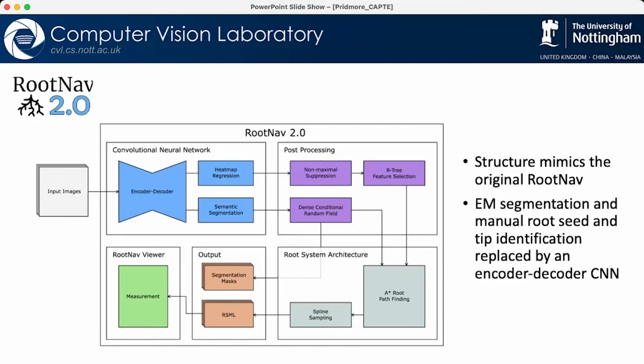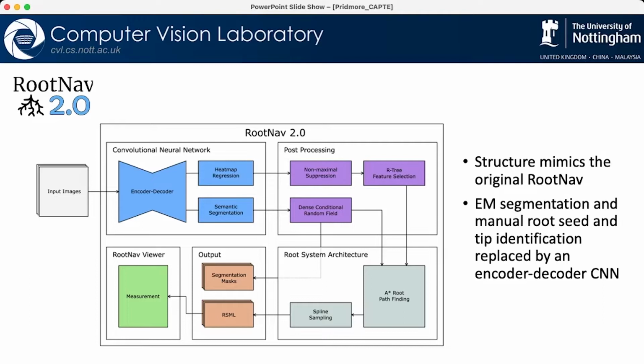So this is the final system we ended up with. RootNav produces RSML output, as does RootNav 2.0. So in RootNav 2.0, the images are input. There is a convolutional neural network. The two boxes onto the right, heat map regression and semantic segmentation, are simply indicating that it detects the points, the tips of the roots, as well as segmenting the roots from background.